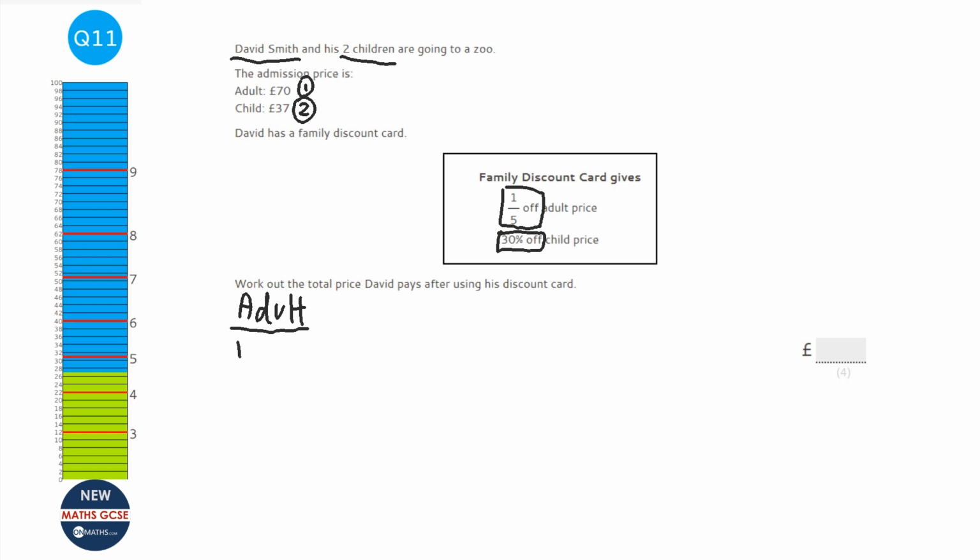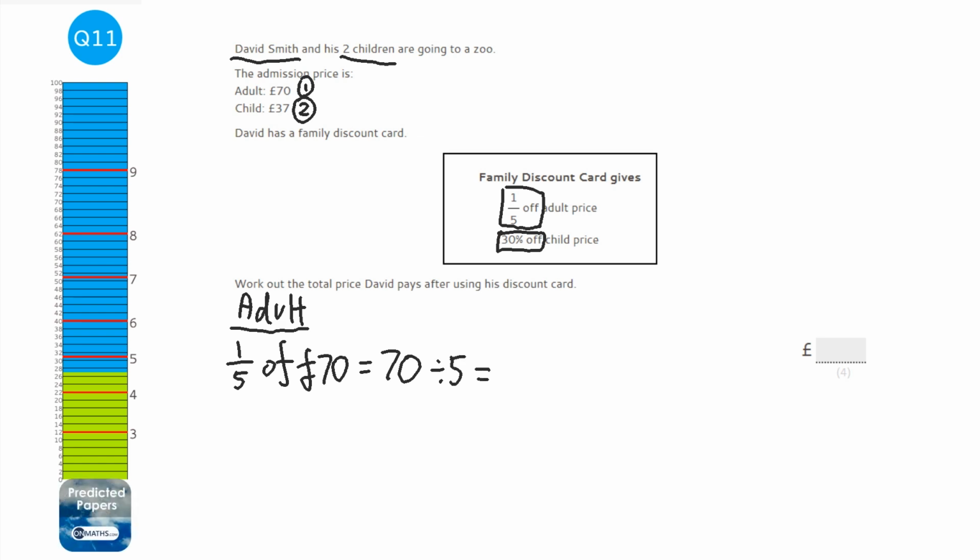So a 5th off. Well, first of all, let's work out a 5th of £70. So to work out a 5th, you can just divide 70 by 5. Now I know that 10 fives are 50 and 4 fives are 20, so that's going to be 14. So that's going to be £14 he gets off. So therefore the price will be the £70, take away the £14. So 70 take away 10 is 60, take away 4 is 56. So he's going to pay £56 himself.